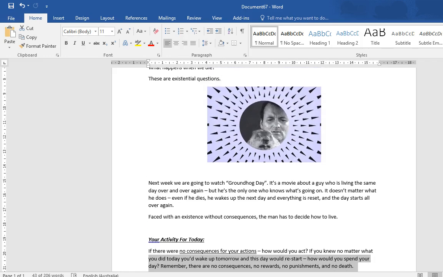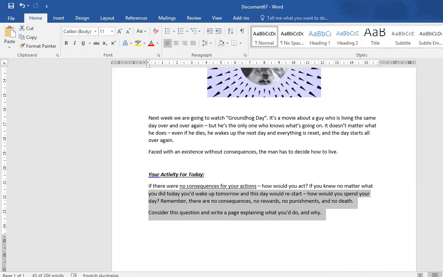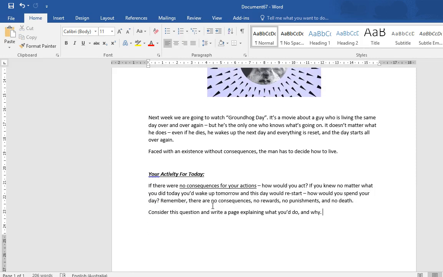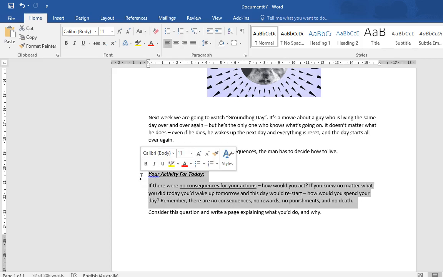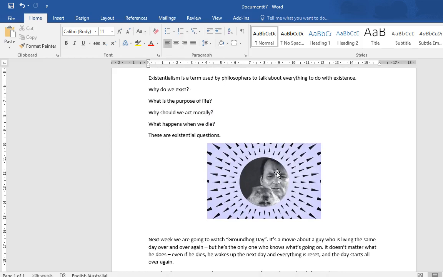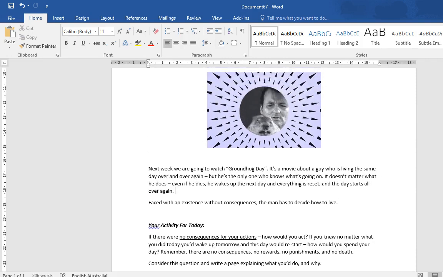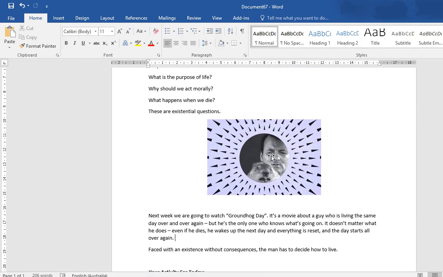In the movie we're going to watch next week, Groundhog Day, that's the situation he is faced with. Generally speaking, we are always aware that there are consequences or rewards or punishments or perhaps death that will happen as a result of our actions. In the movie, those things are removed, and this guy has to reevaluate how he lives his life. If you haven't seen the movie, next week you've got something to look forward to. It's a really awesome movie, and you'll get to see how this guy responds to that situation.